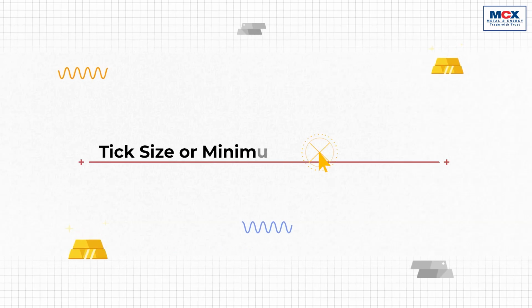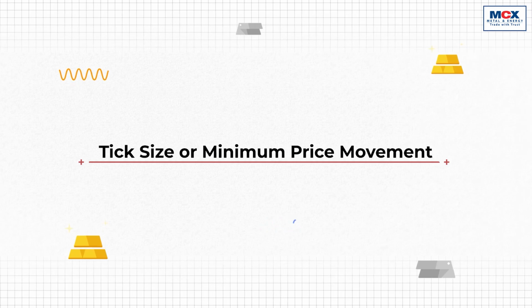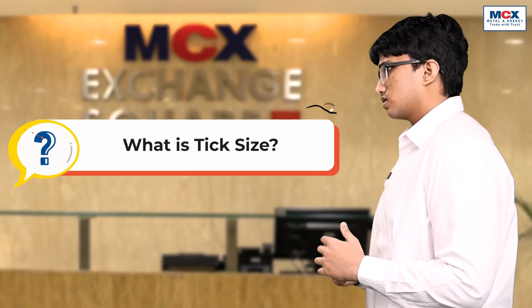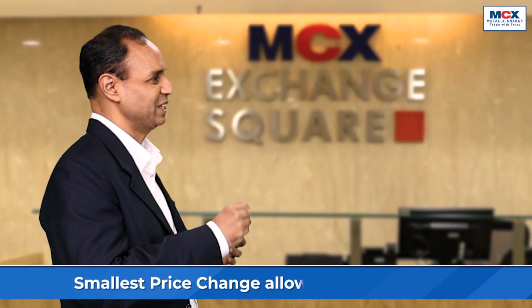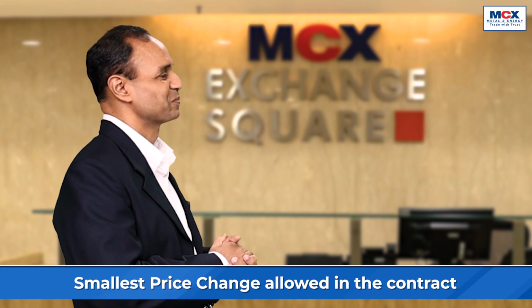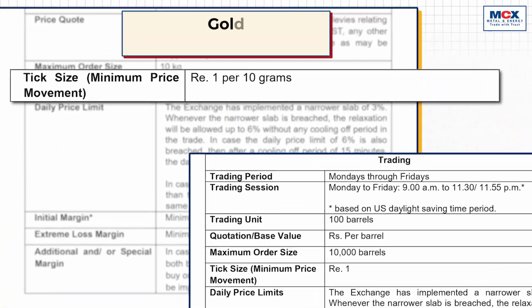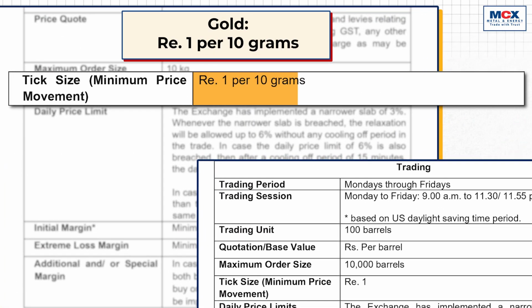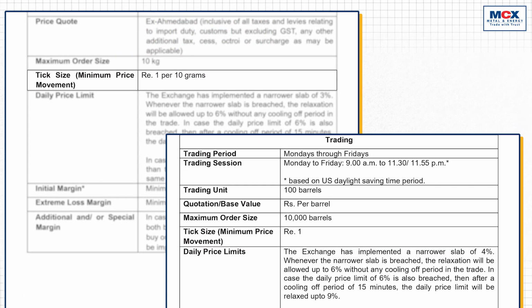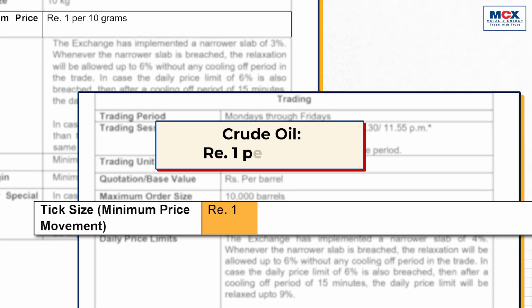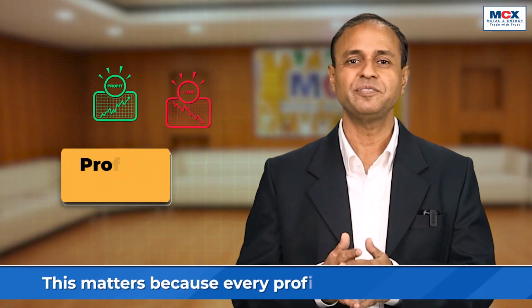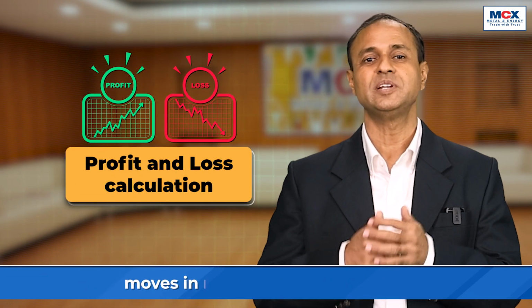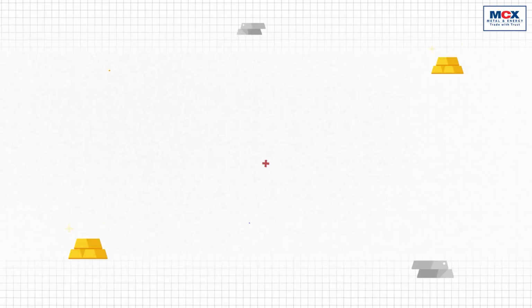Tick size or minimum price movement. What is the tick size? This is the smallest price change allowed in the contract. Gold, rupee 1 per 10 grams. Crude oil, rupee 1 per barrel. This matters because profit and loss calculation moves in multiples of the tick size.